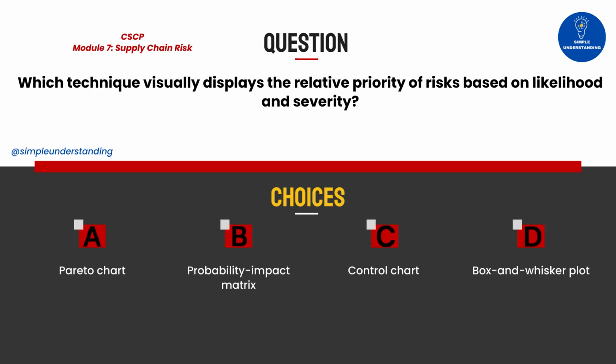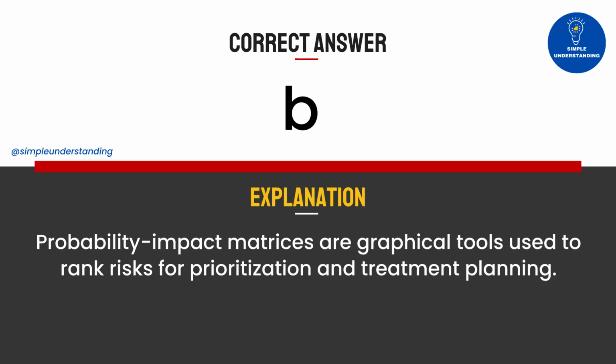8. Which technique visually displays the relative priority of risks based on likelihood and severity? A. Pareto chart. B. Probability impact matrix. C. Control chart. D. Box and whisker plot. Correct answer: B. Explanation: A probability impact matrix maps risks, showing which ones require the most urgent attention.